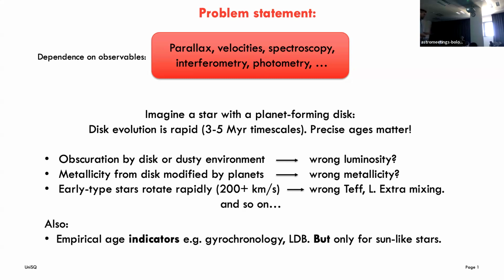Now, there are also other age indicators, empirical age indicators. You might have gyrochronology, use the stellar spin down as an indication of the stellar age, the lithium depletion boundary, and others. But those are really only applicable for cooler stars, like sun-like stars, and they are only really applicable in certain age ranges. They don't really help you if you're trying to ascertain the age of a single star with a planet-forming disk.